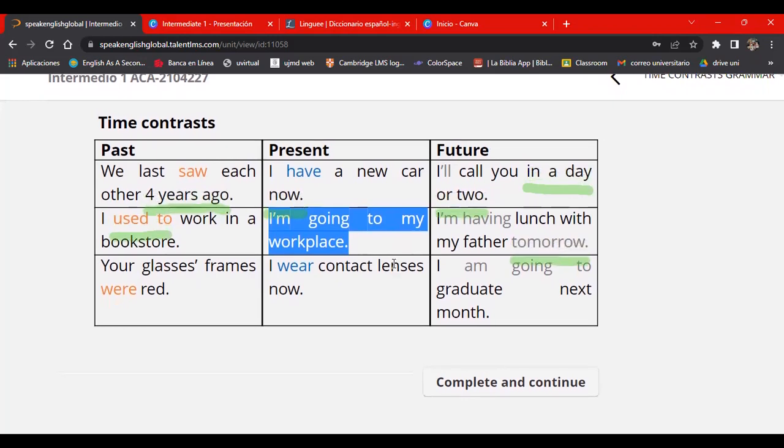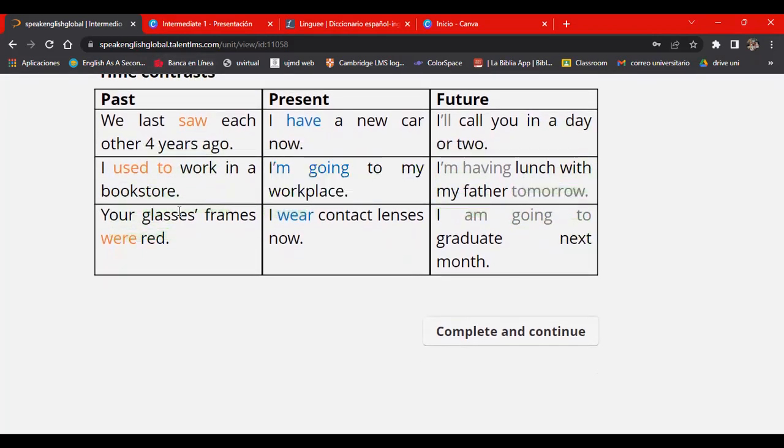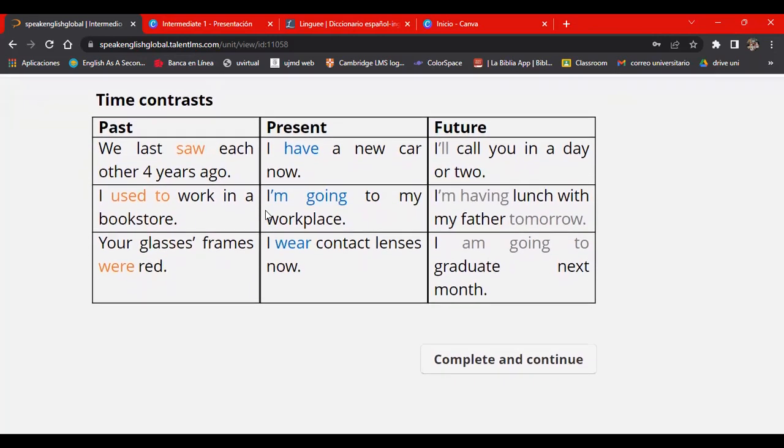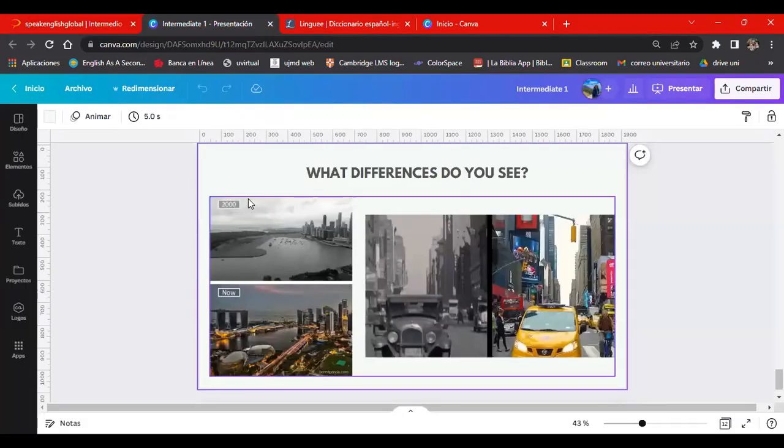Now, another type of time contrast is when you are comparing one topic. What do I mean by that? For example, here, what is the topic? The city. You are comparing the past, the present, and the future of the city.